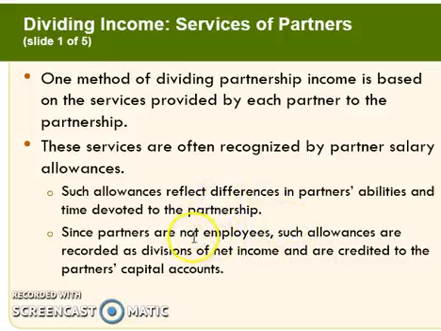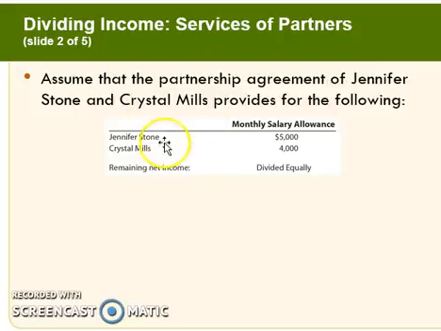we're going to call this an allowance. So look at this example right here. Assume that the partnership agreement of Jennifer Stone and Crystal Mills provides for the following. Jennifer Stone is going to get a $5,000 monthly salary allowance, and Crystal Mills will get a $4,000 monthly salary allowance. So whatever the partnership's net income is, we're going to give a portion to Jennifer Stone and a portion to Crystal Mills. The portion Jennifer will get is $5,000 per month, and Crystal Mills $4,000.